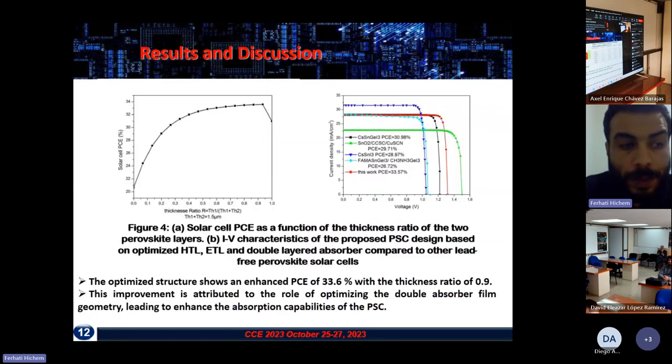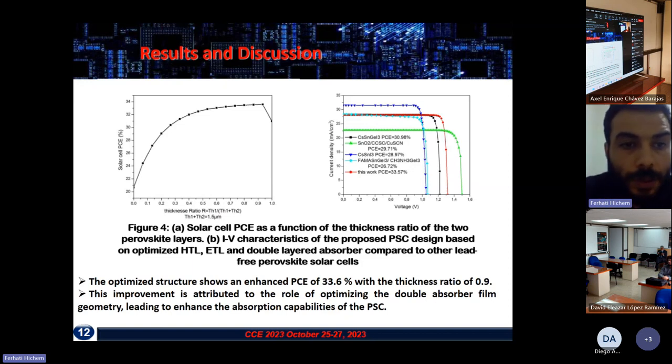This figure shows the variation of the solar cell efficiency as a function of the thickness ratio between the suggested two materials. So the optimized structure shows an enhanced power conversion efficiency of 33.6% with the thickness ratio of 0.9. So this improvement is attributed to the role of optimizing the double absorber film geometry, leading to enhanced absorption capabilities of the perovskite solar cells.